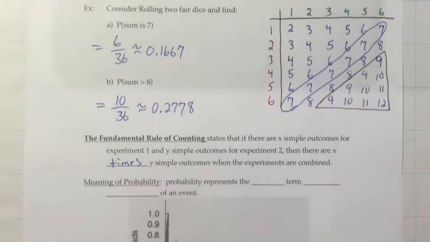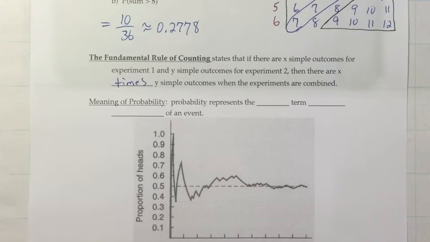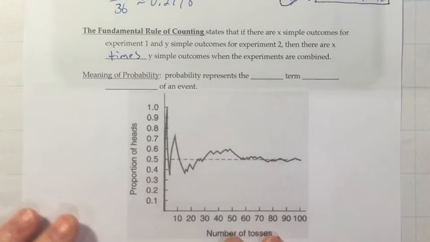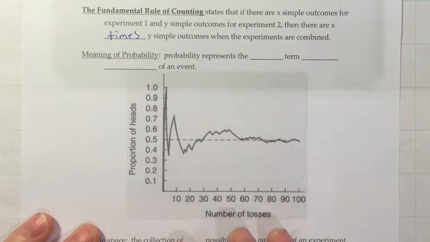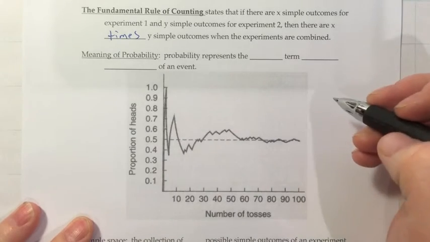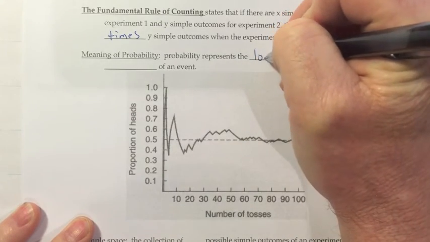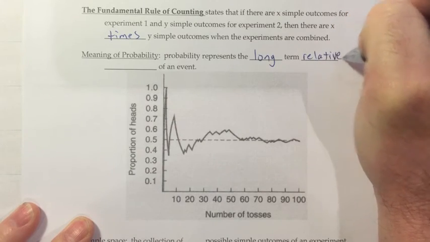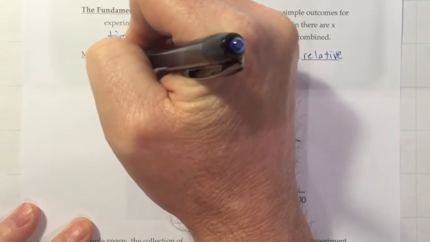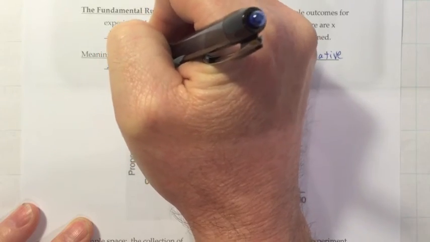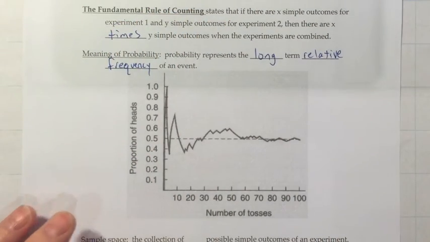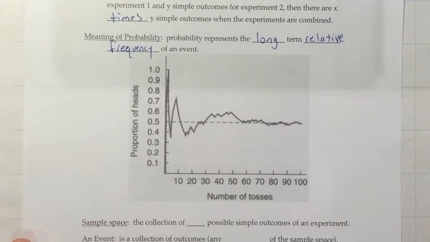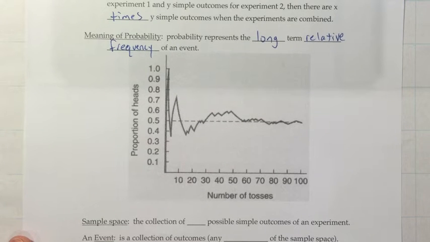All right, so let's go ahead and move on to the meaning of probability. So one of the things we want to keep in mind whenever we do probability is that it represents the long-term relative frequency of an event. So if we had a coin that was fair, it should come up heads 50% of the time.